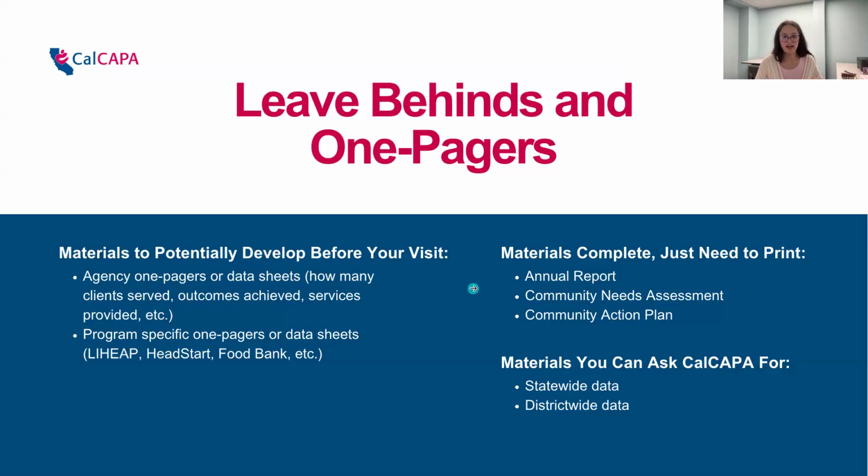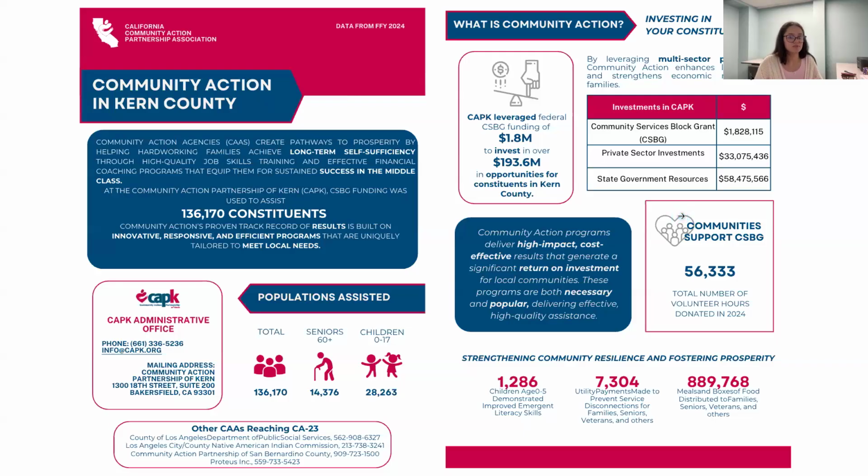Some things that you might already have that a legislator might be interested in is your annual reports, your community needs assessments, and your community action plan. Those three things I think should, if you're doing them right, explain everything that's going on in your agency in regards to community action. And then materials that you can ask us to help you with is statewide data and district-wide data. So I wanted to get into some of those one pagers that we've developed in the past.